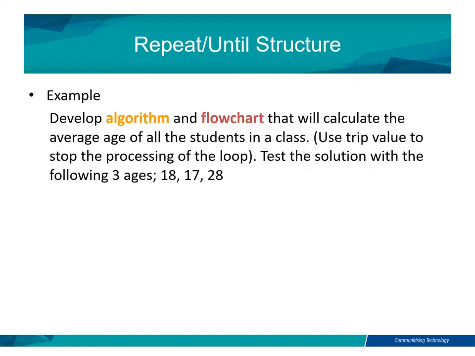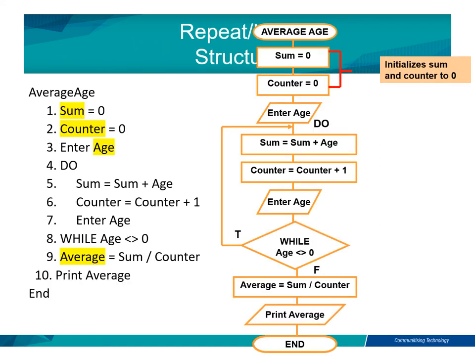Let's say we are using the same case study as in the while loop before. You are developing an algorithm and flowchart that will calculate the average age of all students. We are using the same ages: 18, 17, and 28. You can see that there is a little bit of difference from the while loop, the first type of loop. We have enter age here, which is before the loop, and then we have enter age inside the loop as well.